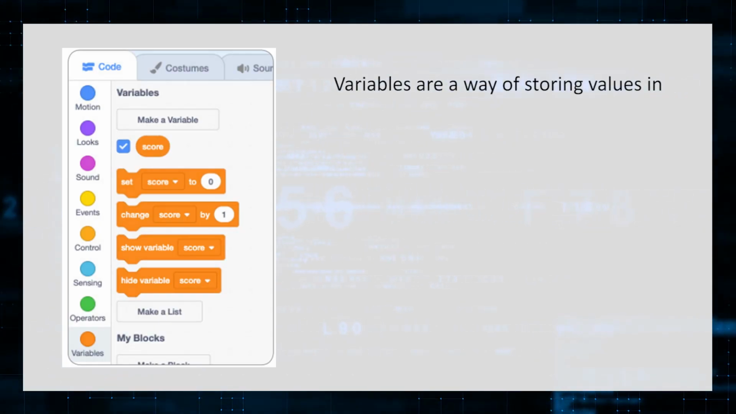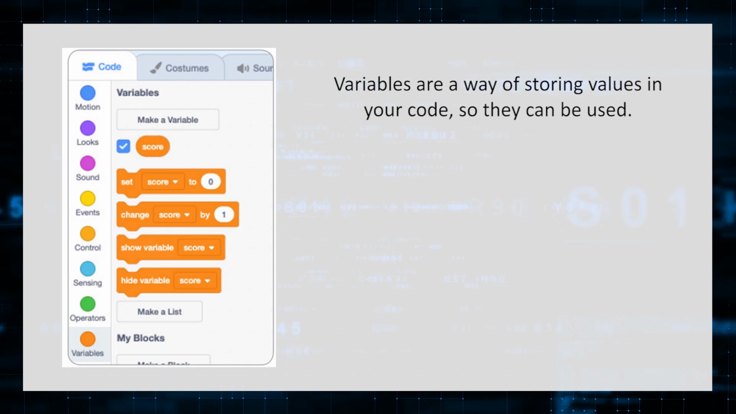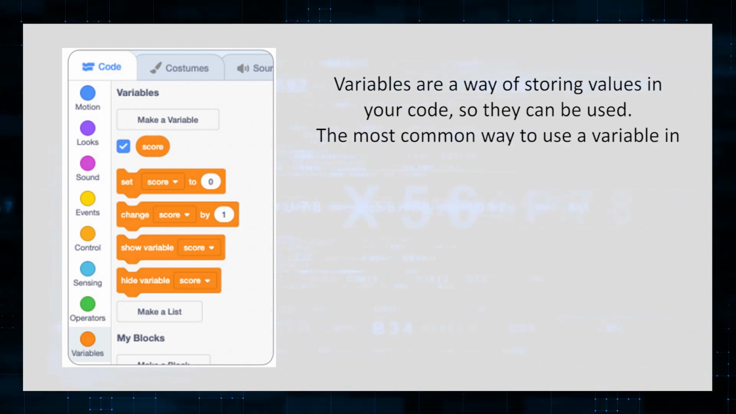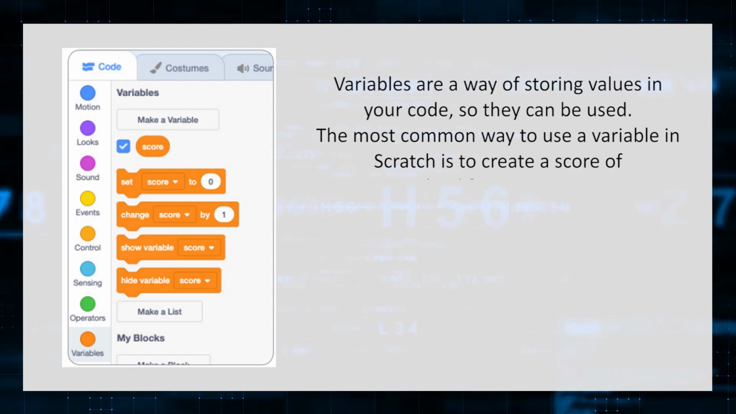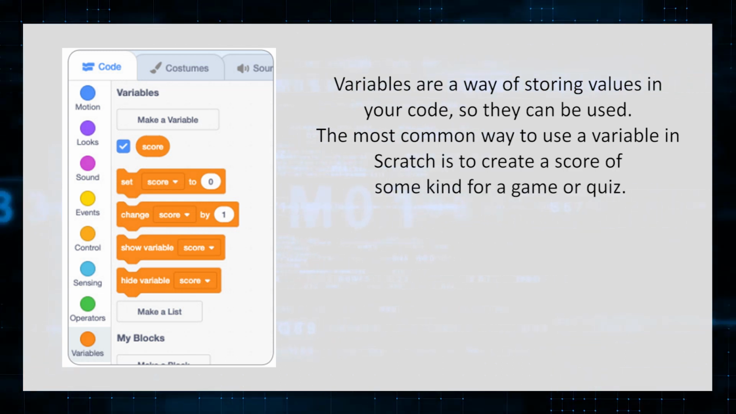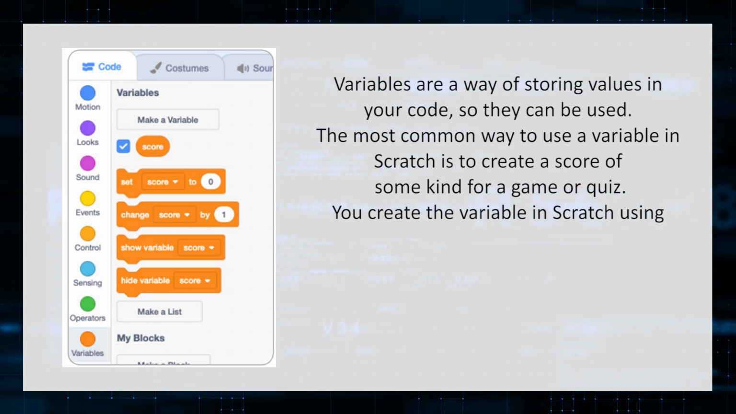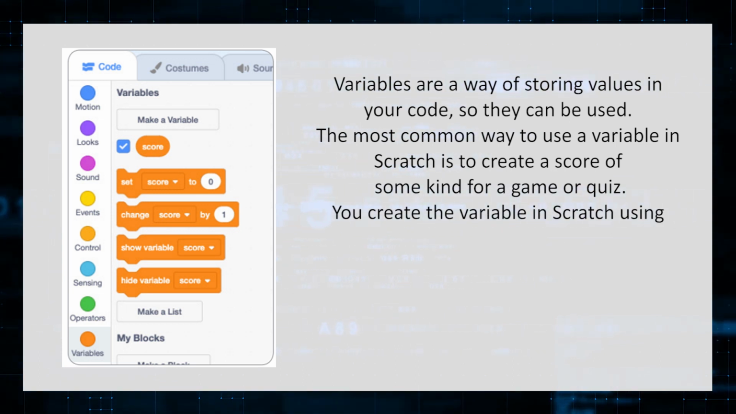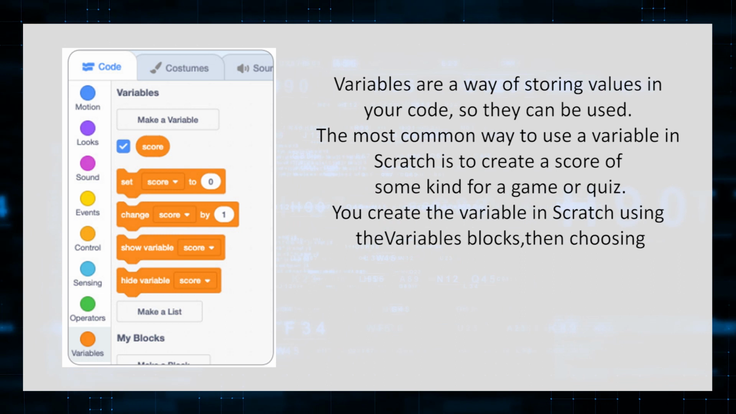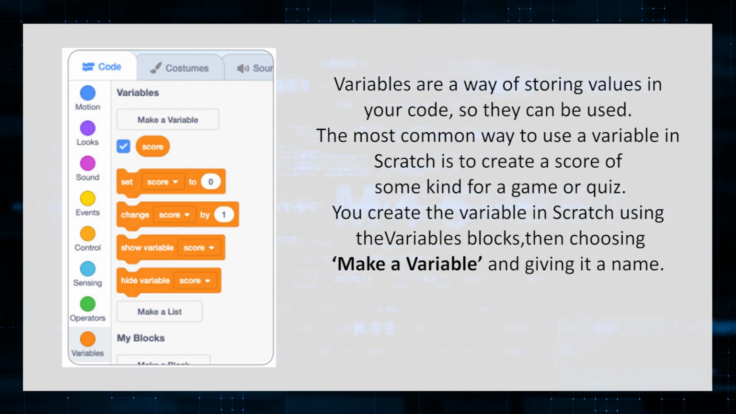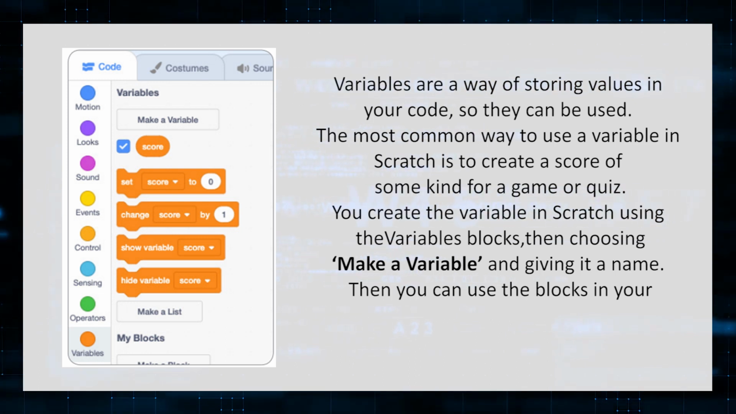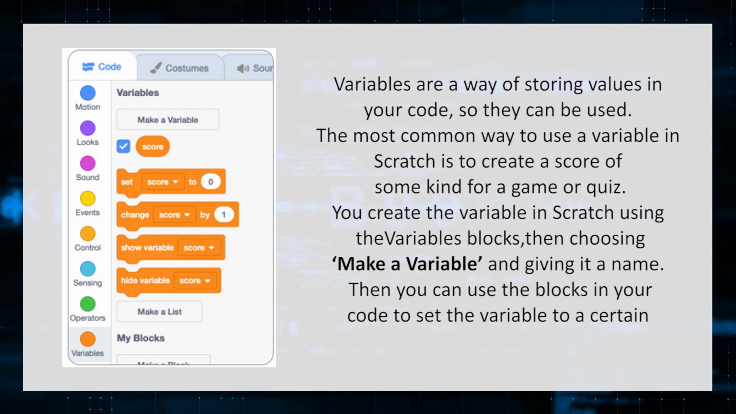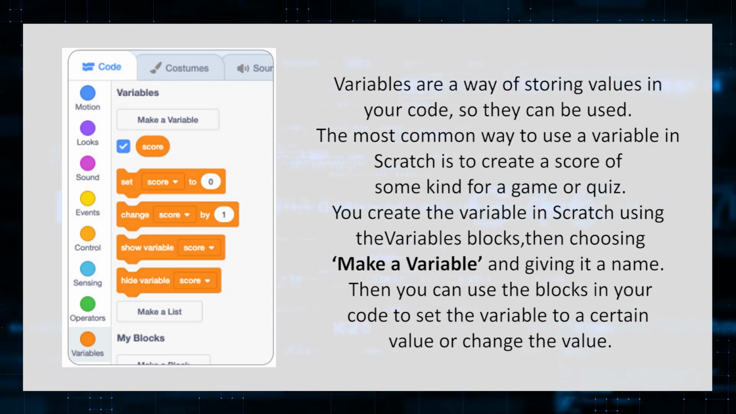Variables. Variables are a way of storing values in your code, so they can be used. The most common way to use a variable in Scratch is to create a score of some kind for a game or quiz. You create the variable in Scratch using the variables blocks, then choosing make a variable and giving it a name. Then you can use the blocks in your code to set the variable to a certain value or change the value.